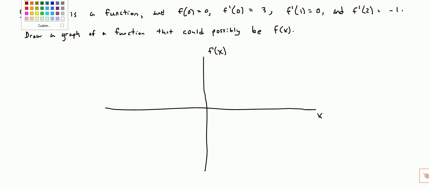Okay, so let's highlight the x coordinates that we'll need to focus on. We have 0, we have 1, and we have 2. Okay, so we'll draw those in. So this is 0, this is 1, and we'll say that this is 2.